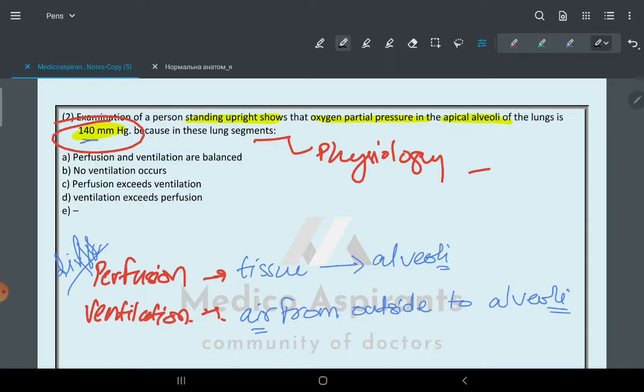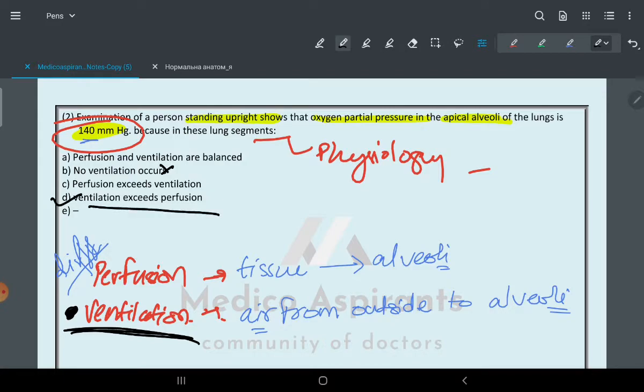So if there is no pathological condition, you don't have to touch a pathological option. No ventilation occur. Okay, perfusion and ventilation balanced. Perfusion exceed ventilation, ventilation exceed perfusion. By this you can simply go that here the person is standing, the oxygen partial pressure in the apical alveoli is given, no environmental difficulty. So simply there will be more oxygen outside, or that person is consuming more oxygen. And if more oxygen, here it is going to be high ventilation. So this one is going to be the answer.